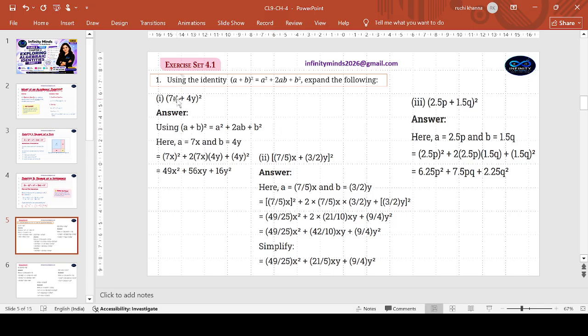So here a takes the value 7x, and b takes the value 4y. More than learning a and b, I would emphasize my students to learn squaring the first term and squaring the second term. 7 square will be 49, x will become x square, 16 y square. Twice the product, 2 into 7 into 4 and x into y. Okay, this would become your answer.